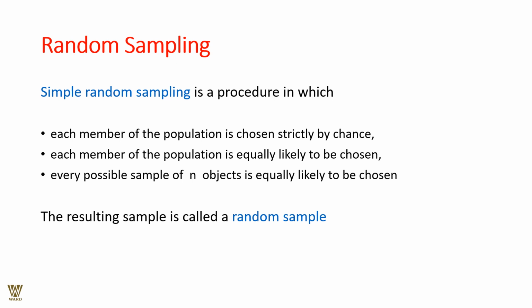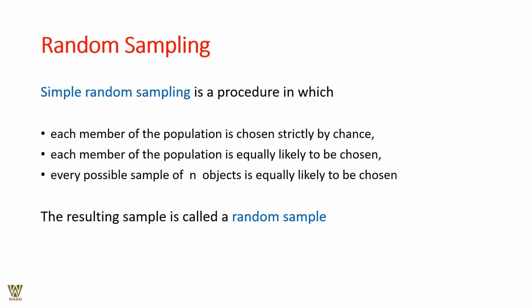Now let us come to random sampling. Random sampling is a simple procedure where each member of the population is chosen strictly by chance, absolutely by chance. There is no greater probability of any sample being picked than another one. So each member of the population is equally likely to be chosen.